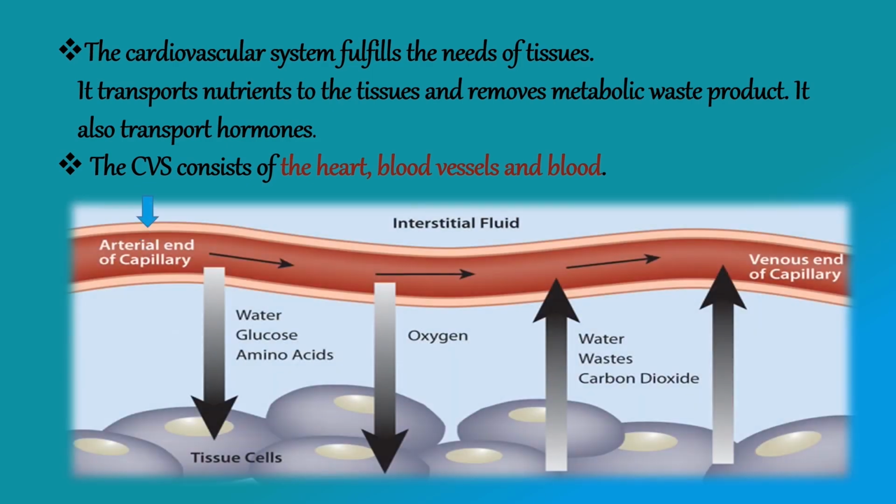The arterial end of capillaries brings oxygen, water, glucose, and amino acids to the tissue. But the venous end of capillaries takes water, waste products, and carbon dioxide from tissue and transports them to the kidneys and lungs for filtration.